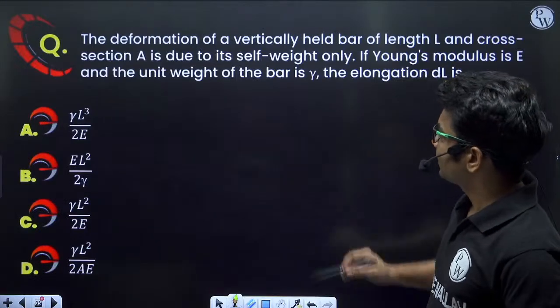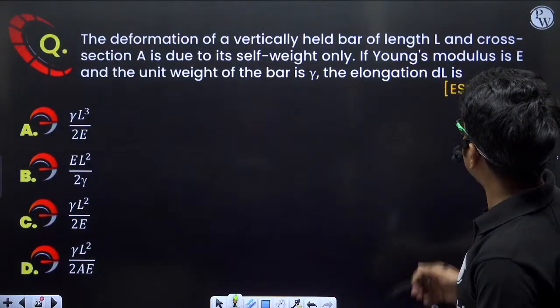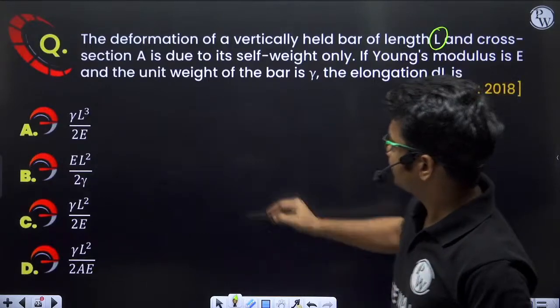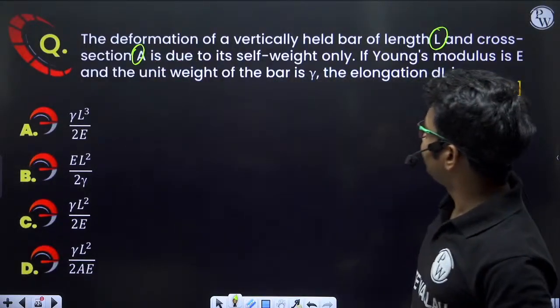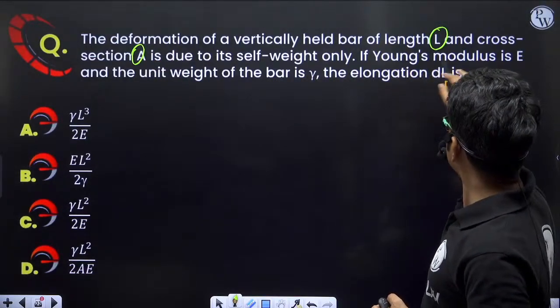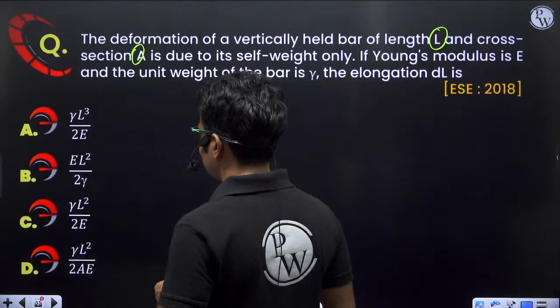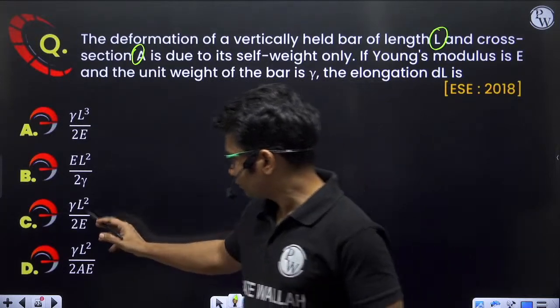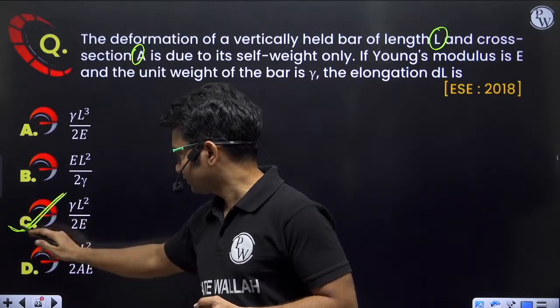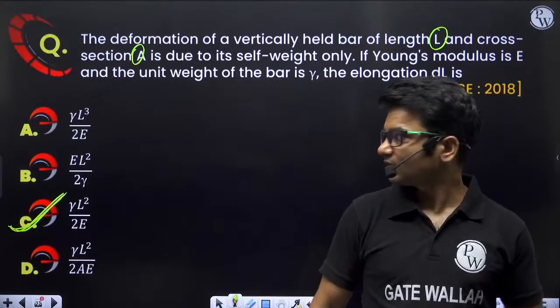Next question. The deformation of a vertically held bar of length L and cross section area A due to its self weight only. If Young's modulus is E and the unit weight of the bar is gamma, the elongation is gamma L square upon 2E. The correct answer will be option C. So, a direct formula.